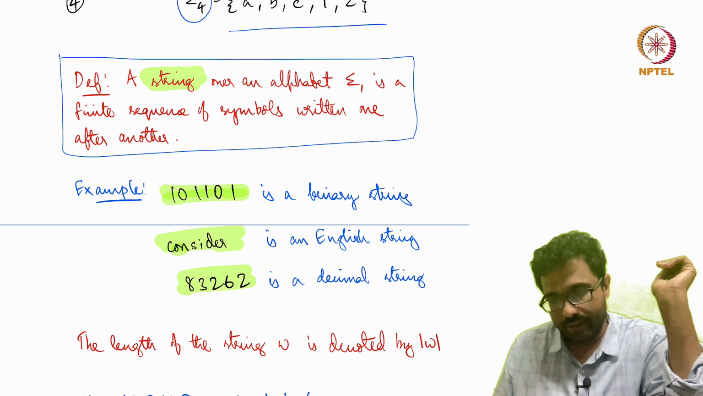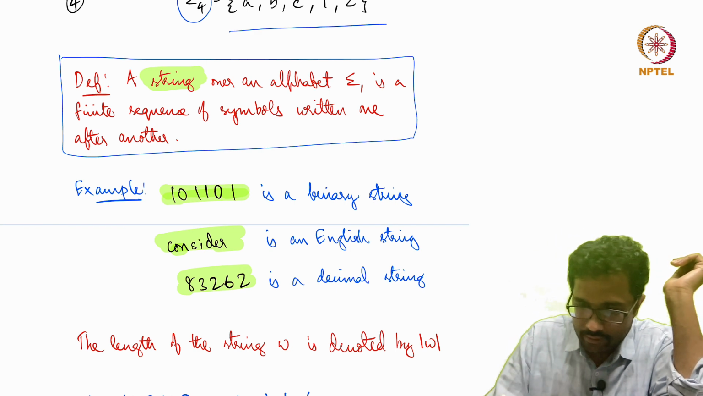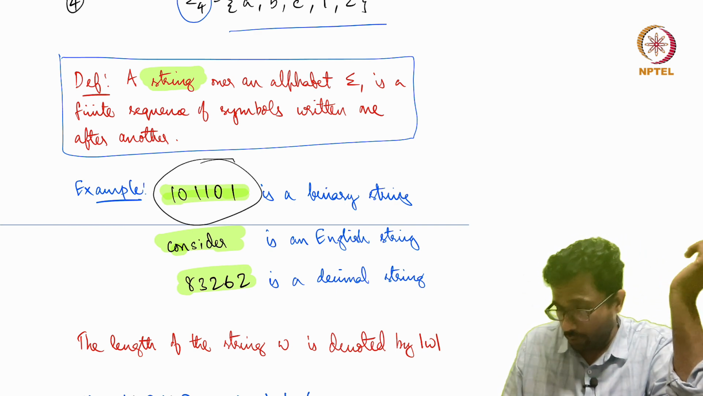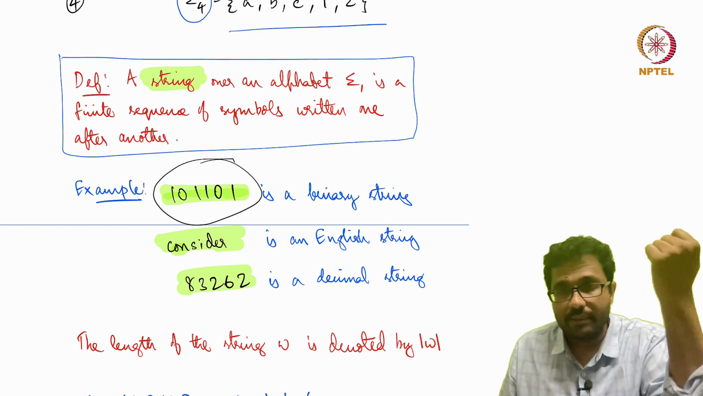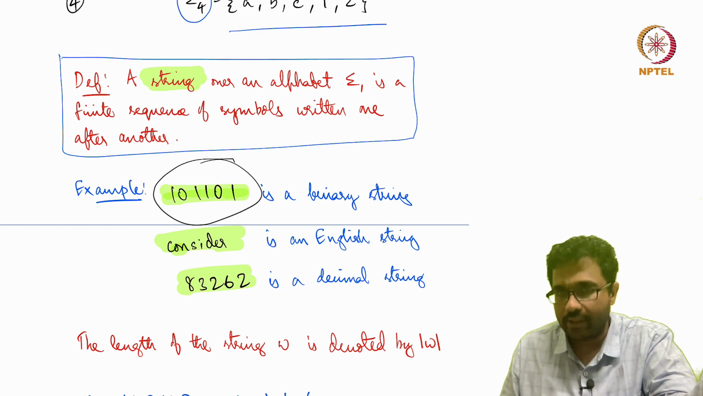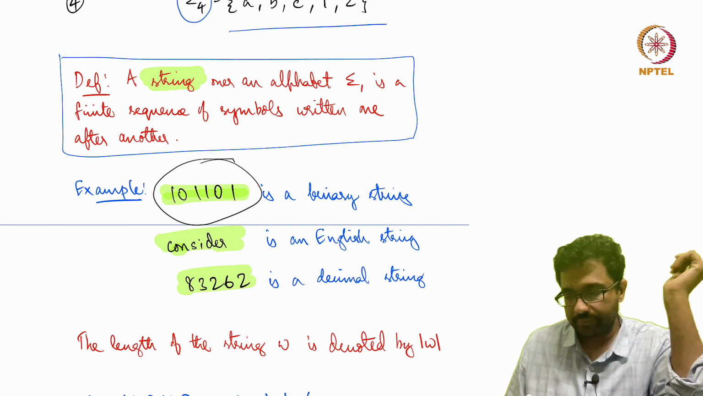One small observation is that the first one, 101101, is also a string from the decimal alphabet, right? Because it contains symbols that are also present in the decimal alphabet.